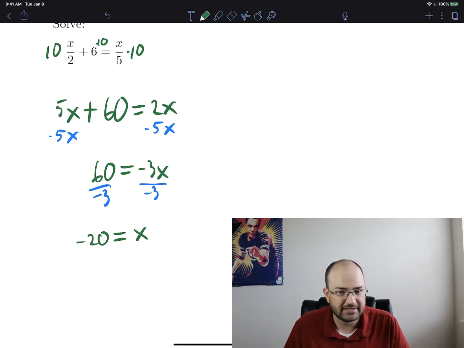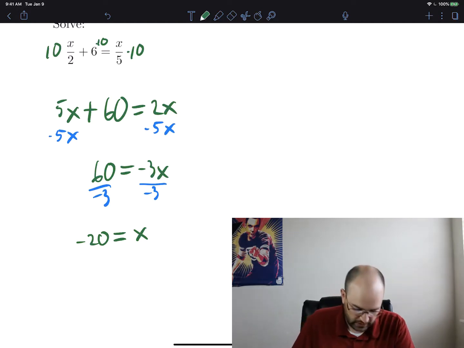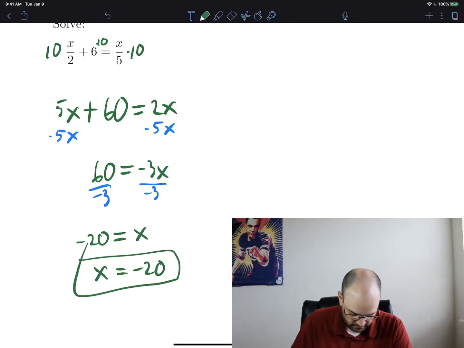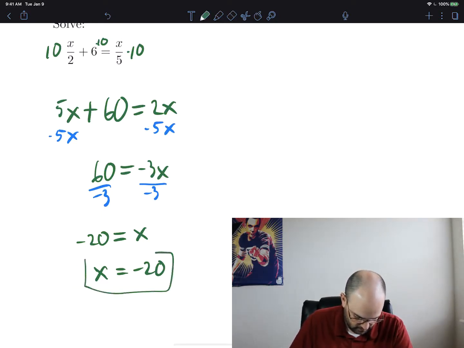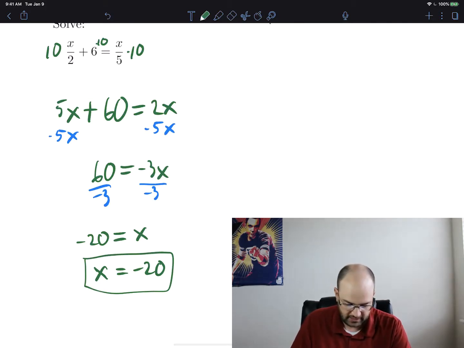But people don't like seeing it this way for some odd reason. I don't really understand why. So I'm going to flip the x and the negative 20, making the x on the left-hand side and the negative 20 on the right-hand side. Honestly, if you didn't like this, you probably like this a whole lot better.